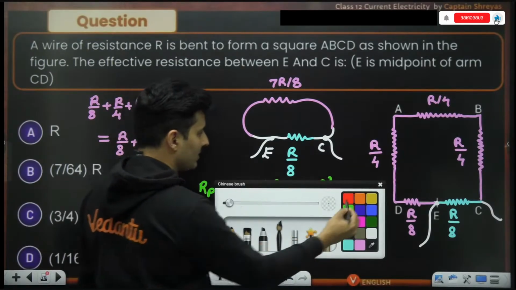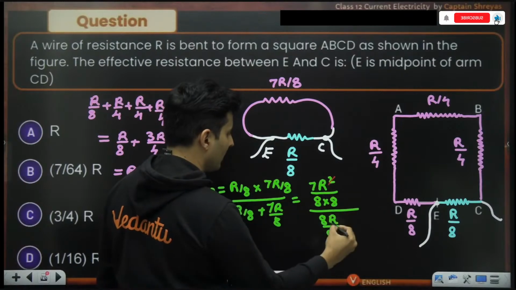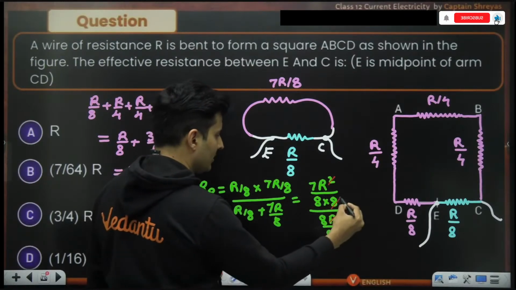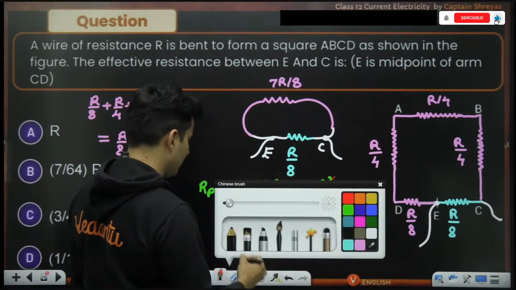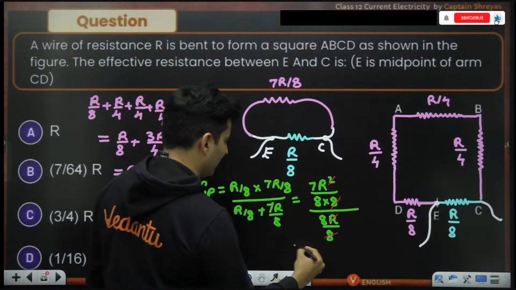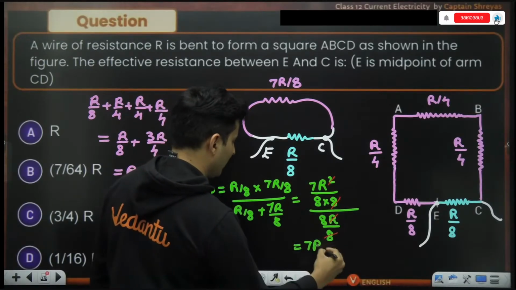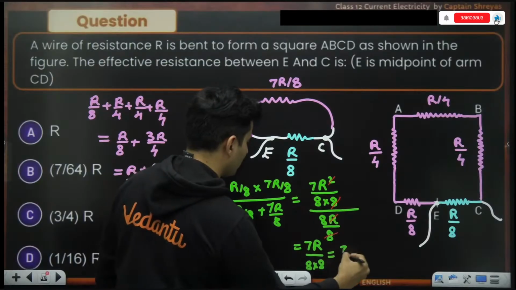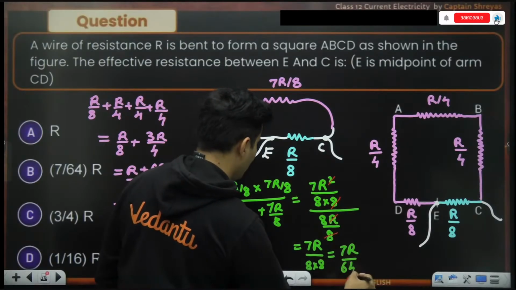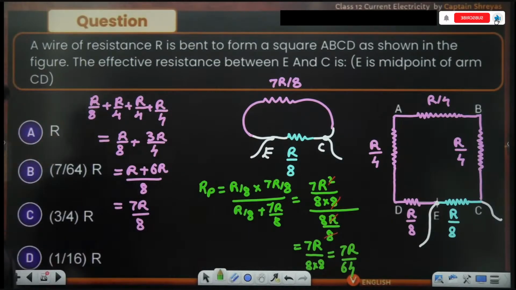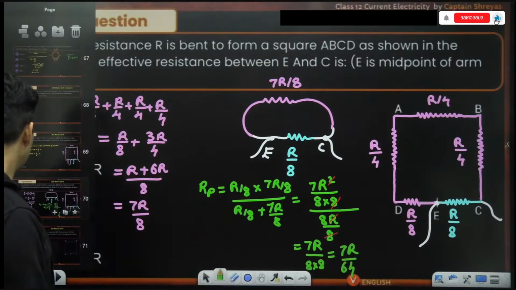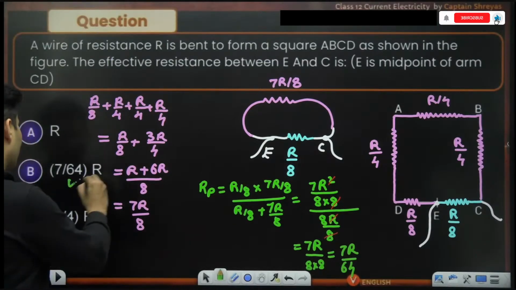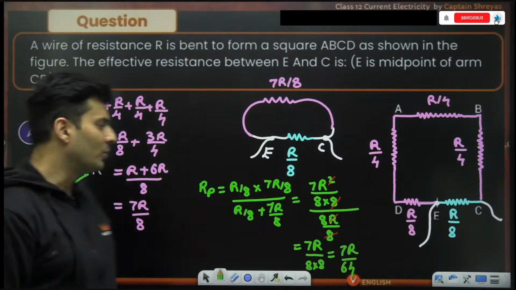A lot of things getting cancelled, like this R square and this R getting cancelled, this 8 and this 8 also getting cancelled. What am I left with is 7R on the top, and this 8 and this 8 will obviously multiply. So 7R divided by 64. So 7R divided by 64 is nothing but your option B over here.